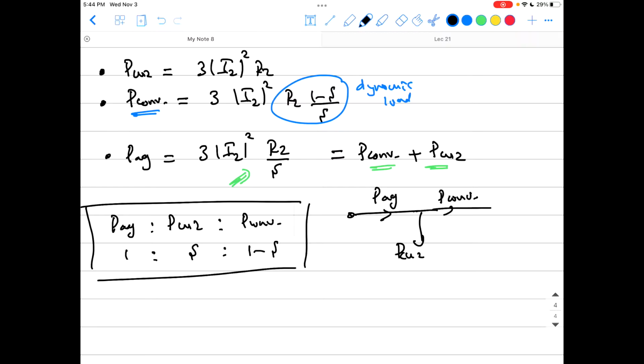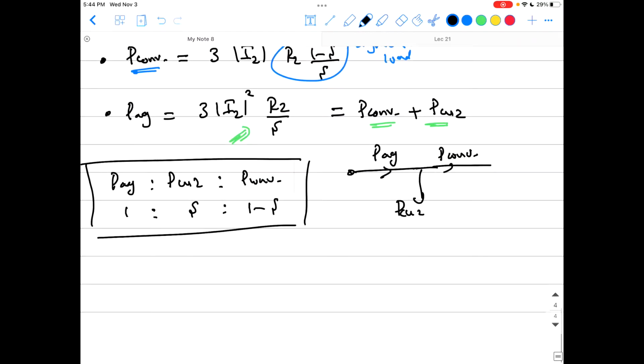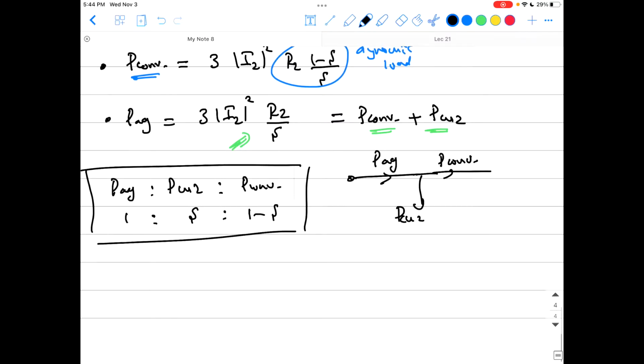It will save you a lot of time. What I mean is, if you know any one of those three powers, air gap power, copper losses in the rotor P copper 2, or P converted, and you know the slip, you can find all the others without detailed calculations. How? From this, you can say that the copper losses in the rotor, P copper 2, equals S times air gap power.